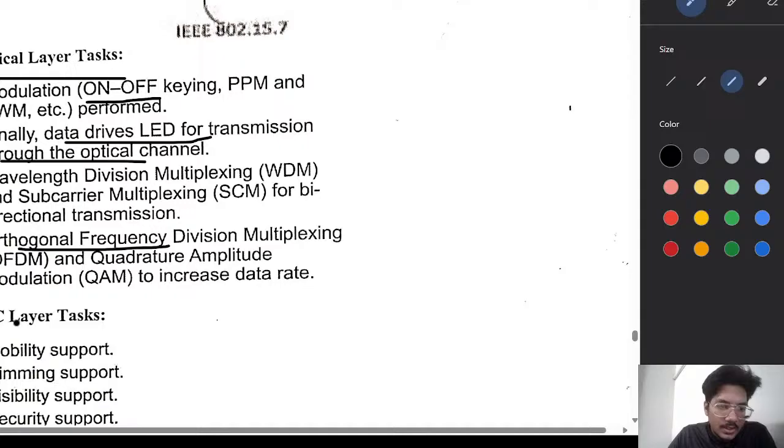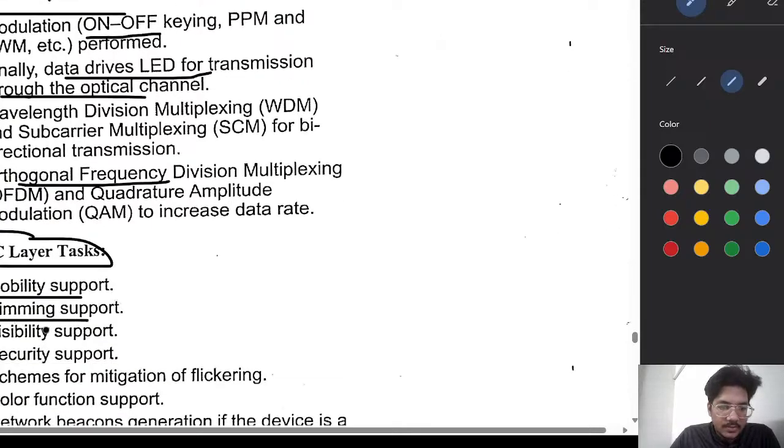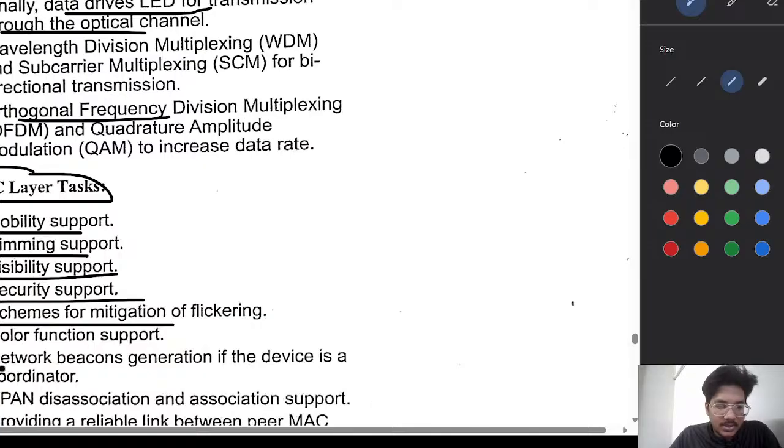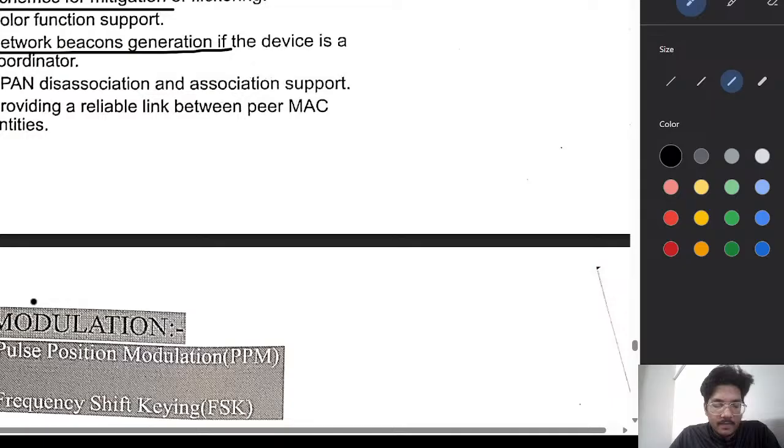What is the MAC layer task? Mobility support, dimming support, visibility support, security support, schemes for mitigation of flickering, color things, and network backbone generation and device. All these things.